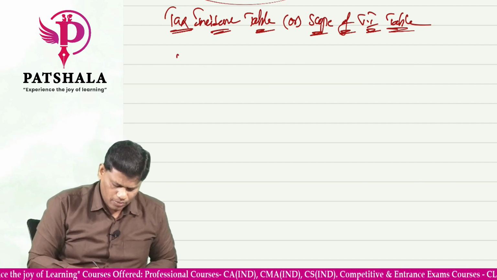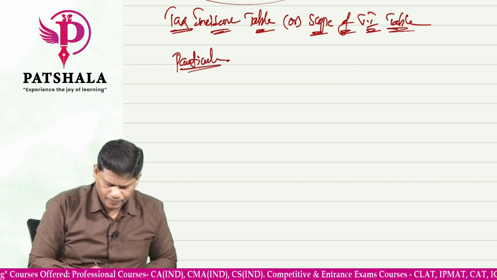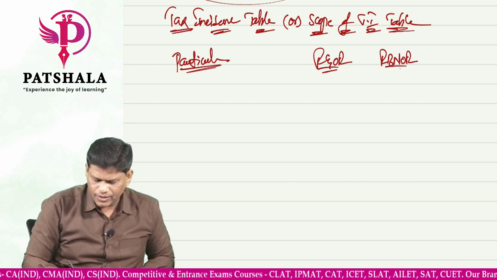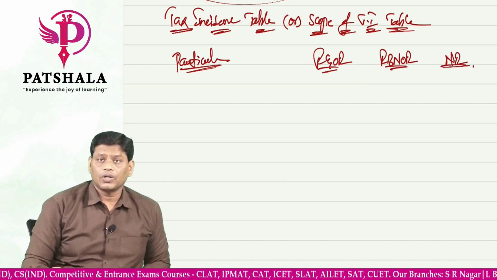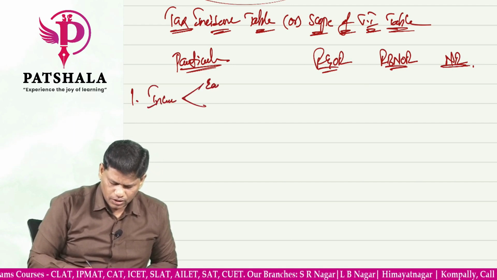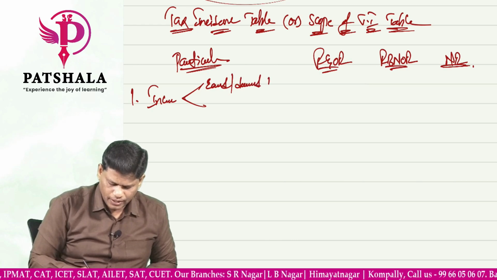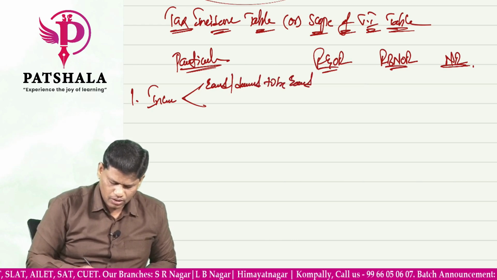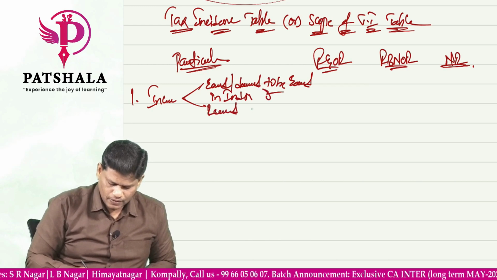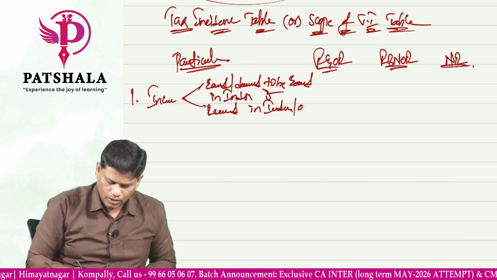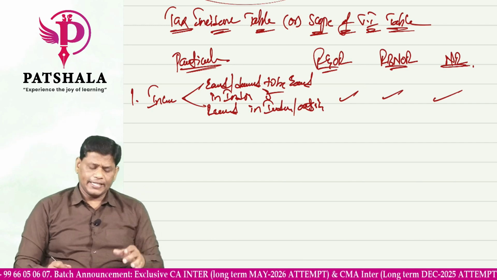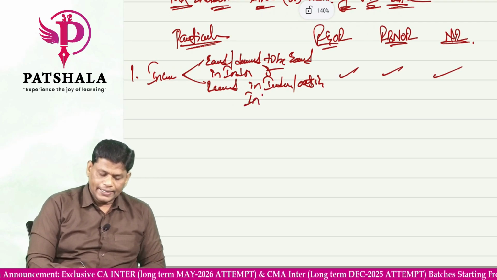So, let us take columns like this: particulars, resident and ordinary resident, resident but not ordinary resident, and non-resident. First one, income which is earned or deemed to be earned in India and received in India or outside India. This is taxable for all cases because this is nothing but your Indian income.